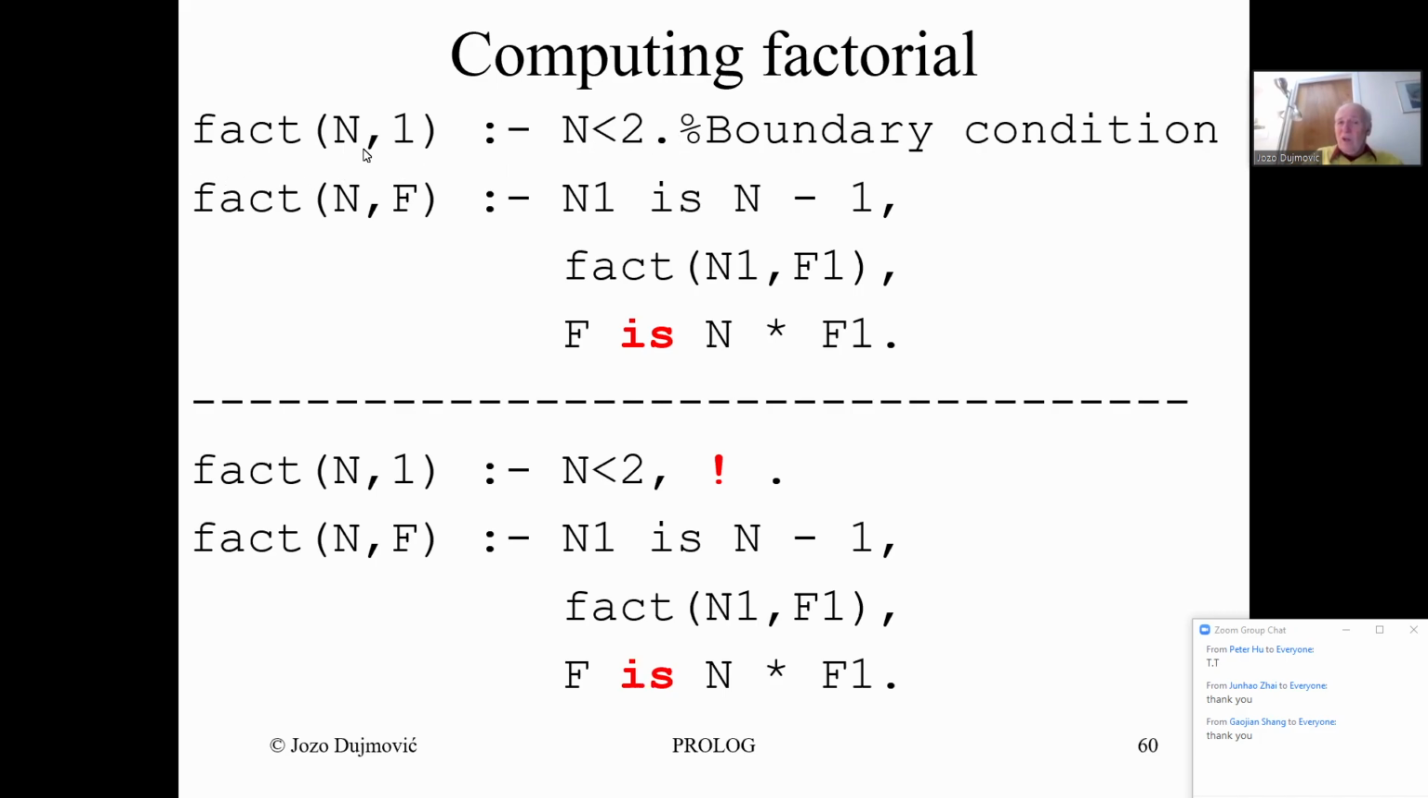So factorial of n is 1 if n is less than 2. If it is not less than 2, Pedro, what's the question? I noticed you calculated n1 in the first line.